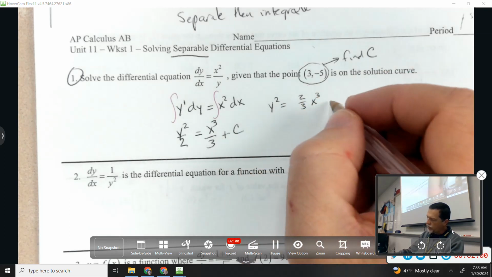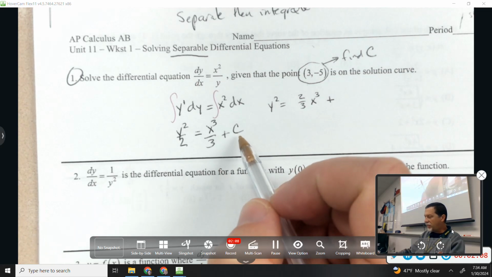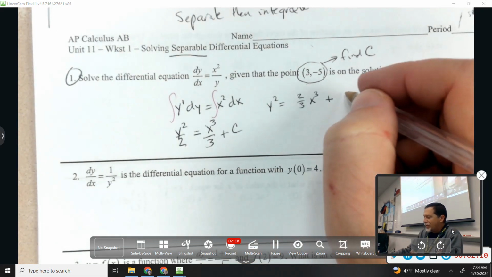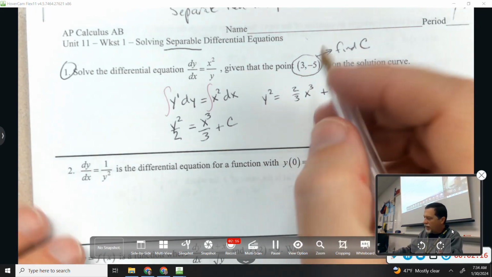So 2/3 x cubed. Hey, what's 2 times c? C, right? This is kind of the weird, fuzzy math. If c can be anything, then multiplying by 2 doesn't really change it. So we'll just still say c. If you want to say 2c, that's fine too, but it's probably better to just call it c.